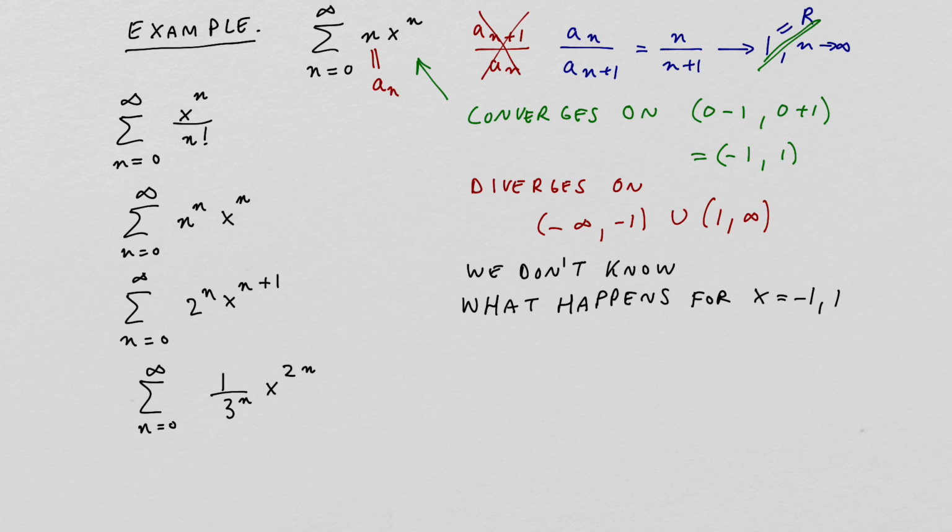And the center seems to be 0. So we will get that the series converges on the interval from minus 1 to 1, diverges from minus infinity to minus 1, and in the interval from 1 to infinity. And for the endpoints of these intervals, that means for x equal to 1 or x equal to minus 1, we don't know what happens.